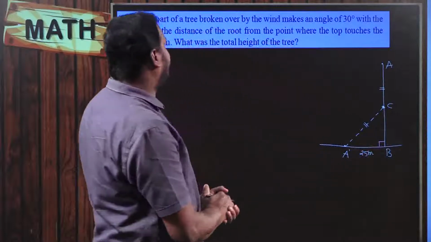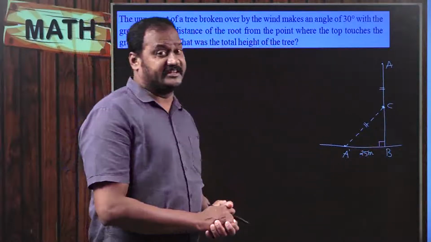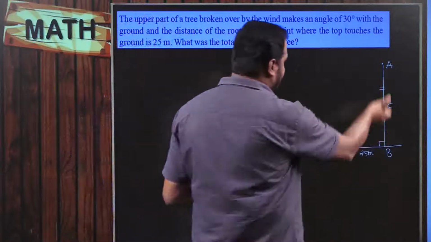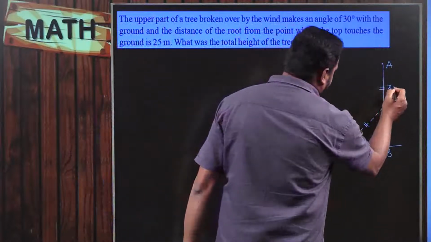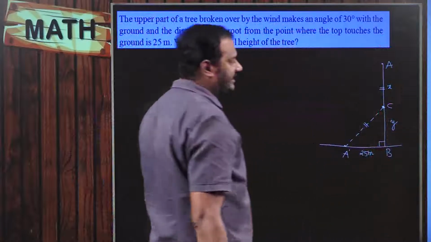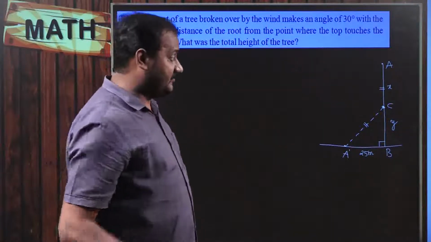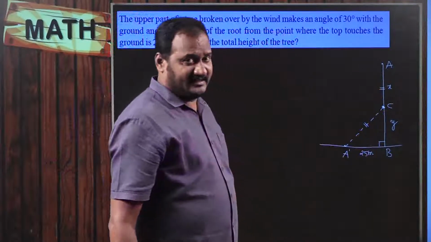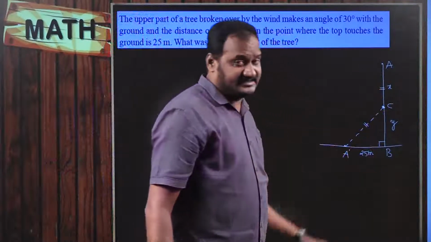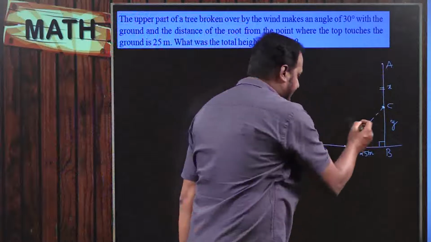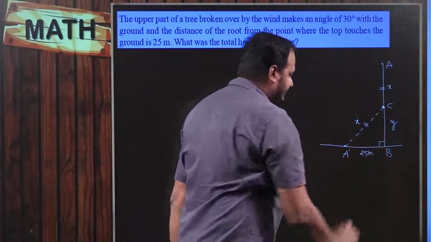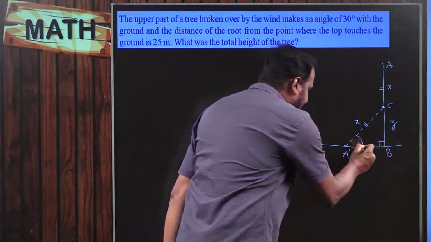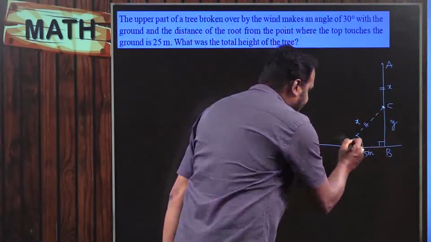Now what are you going to find? What was the total height of the tree? Total height of the tree means the height of the tree before it was broken. See, AB is the total height of the tree. Let it be X and it is Y. So you need to find X plus Y. But observe clearly here, the length of AC is the same as the length of A dash C. So since it is X, this is also X. It is 90 degrees. And how much angle is it making? It is making a 30 degrees angle, so this angle is going to be 30 degrees.